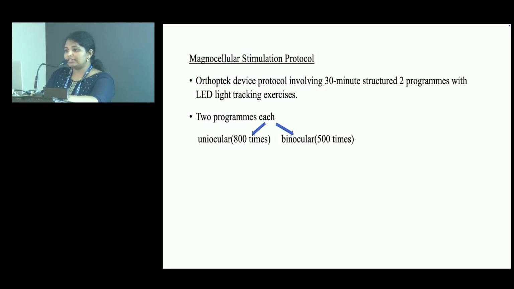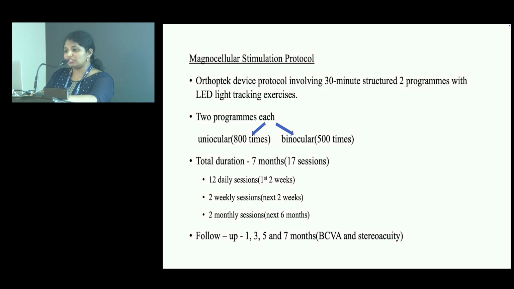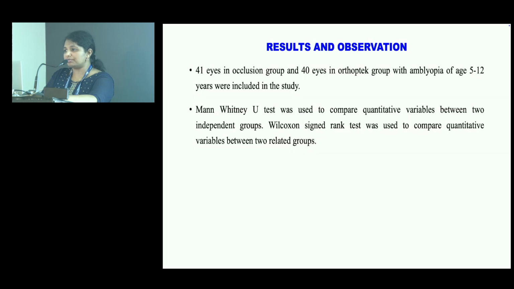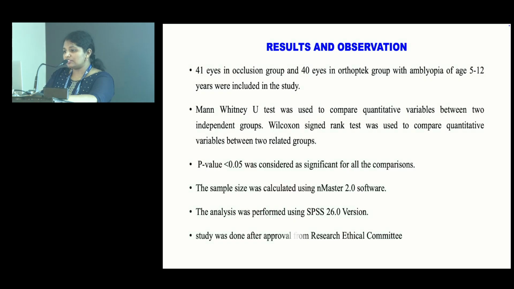Magnocellular stimulation protocol: the orthoptic device protocol involved a 30-minute structured session with 2 programs of LED light tracking exercises, each having uniocular movement 800 times and binocular movement 500 times. The total duration was 7 months, which included a total of 17 sessions, and follow-up was done at the end of 1, 3, 5, and 7 months for the parameters of best corrected visual acuity and stereo acuity. 41 eyes in the occlusion group and 40 eyes in the orthoptic group with amblyopia of age 5 to 12 years were included in the study, and the statistical analysis was done by a statistician.